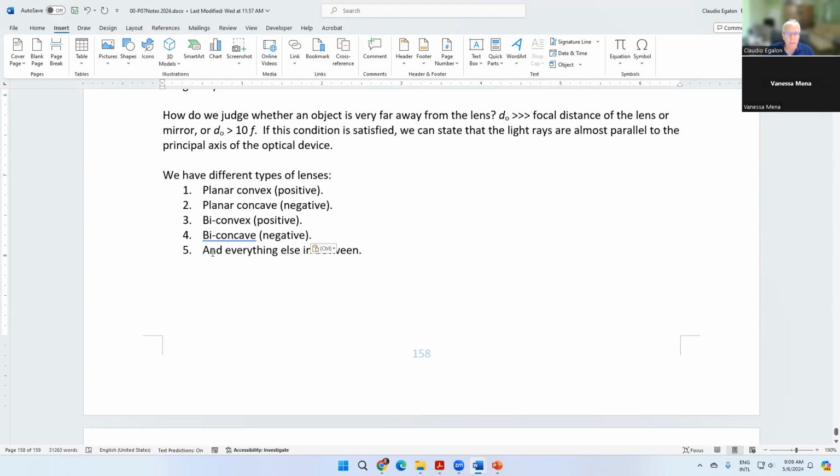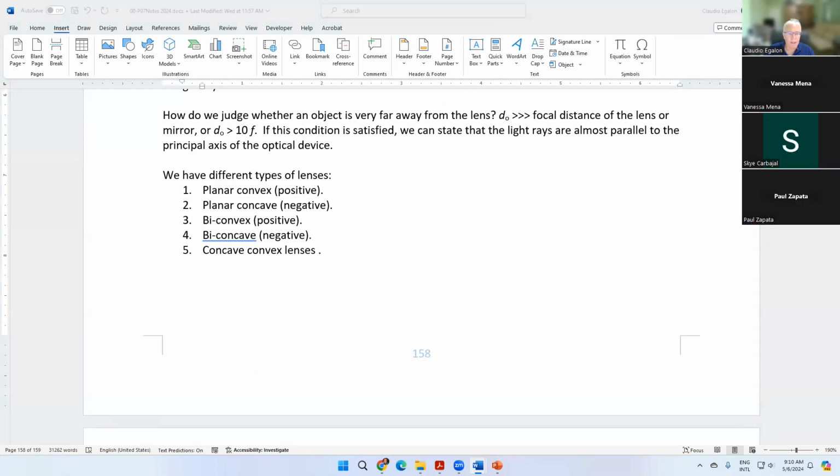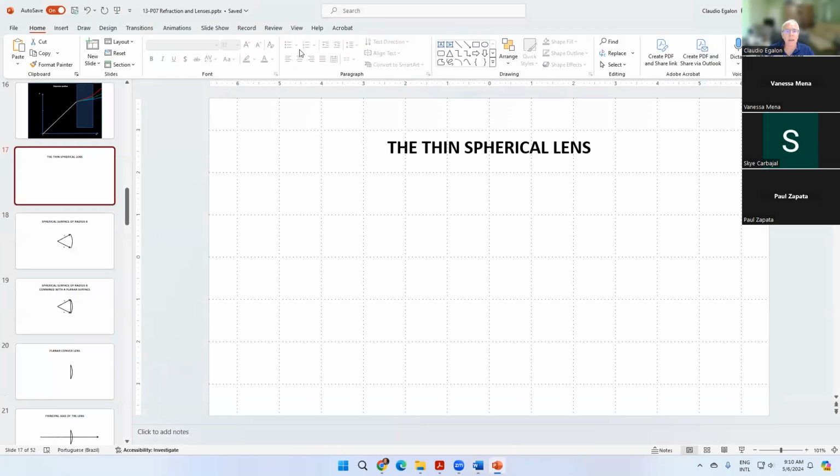We have convex-concave and concave-convex lenses. Convex lenses can be either positive or negative. I'm going to tell you exactly what it means to be a positive or negative lens. Now is the time that we can start looking at the illustrations.